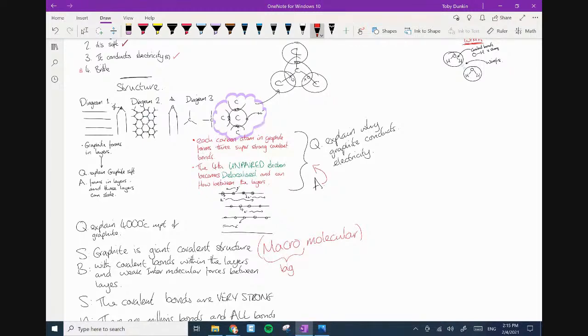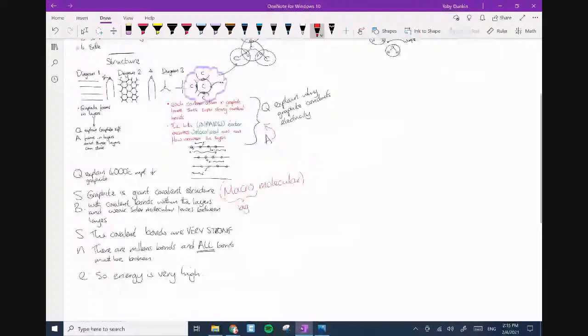So it forms in layers, and the layers can slide. Each carbon atom makes 3 covalent bonds. The 4th unpaired electron becomes delocalized, like in metals, and can flow between the layers. In metals, we say flow through the structure, but in this, it's flow between the layers.